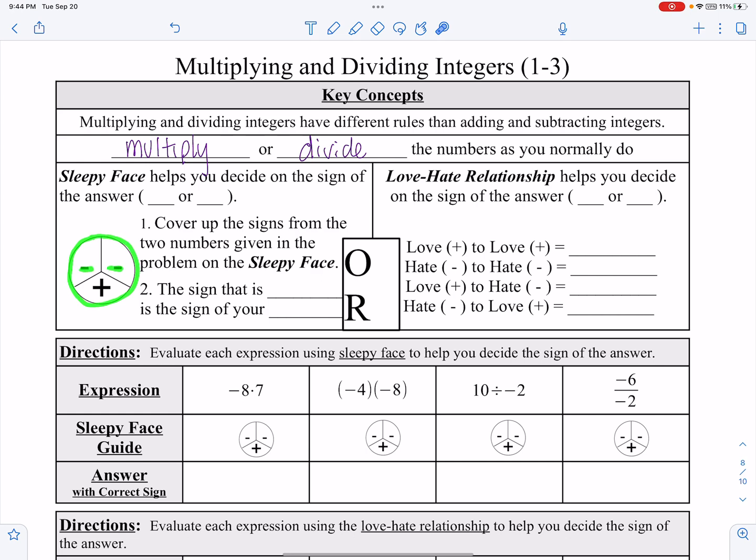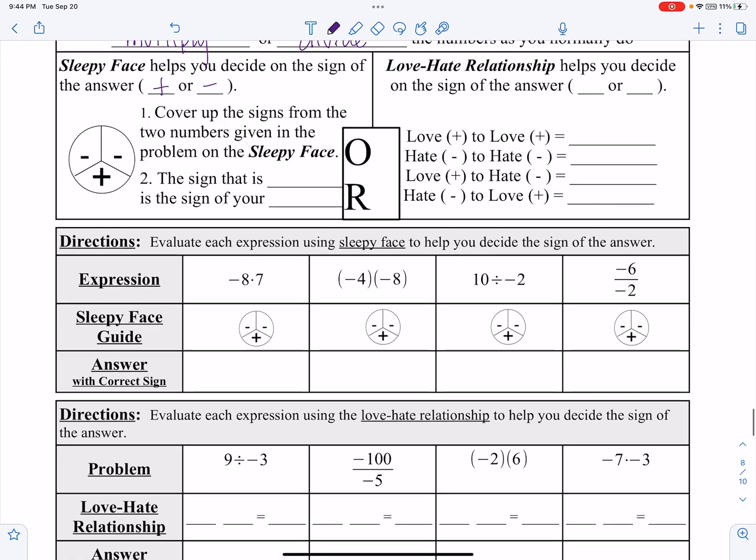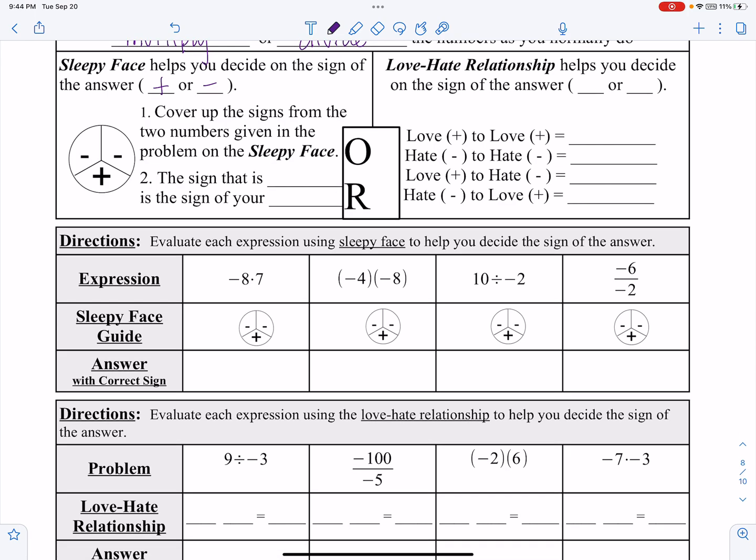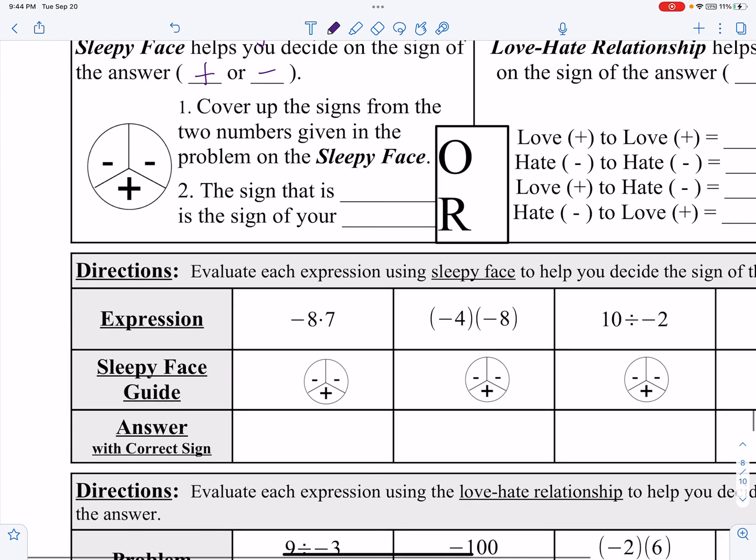You see the sleepy eyes and the mouth. And so here's how this works. It helps you decide if the answer is positive or negative. And what you do is you cover up the signs from the two numbers given in the problem on the sleepy face. So for example, if we look down here at this expression, I see a -8, and so I would cover up the negative, and I see a +7, so I'd cover up the positive, and my answer ends up being negative. So number 2 here says the sign that is remaining is the sign of your answer. Okay, so that's how sleepy face works.